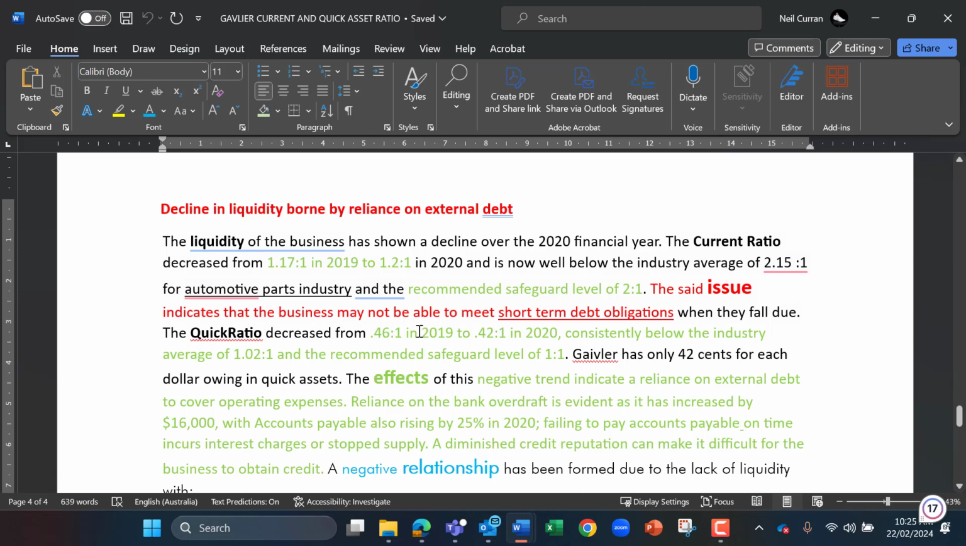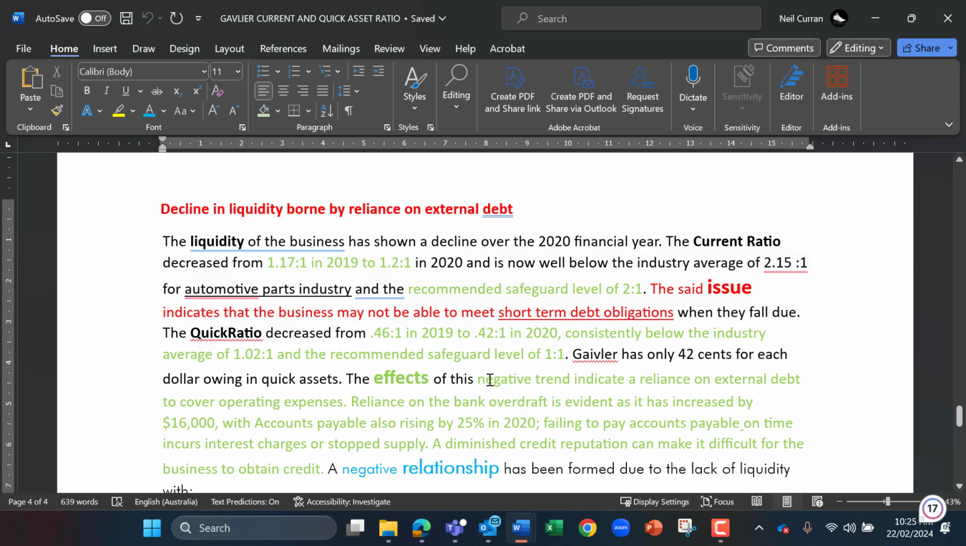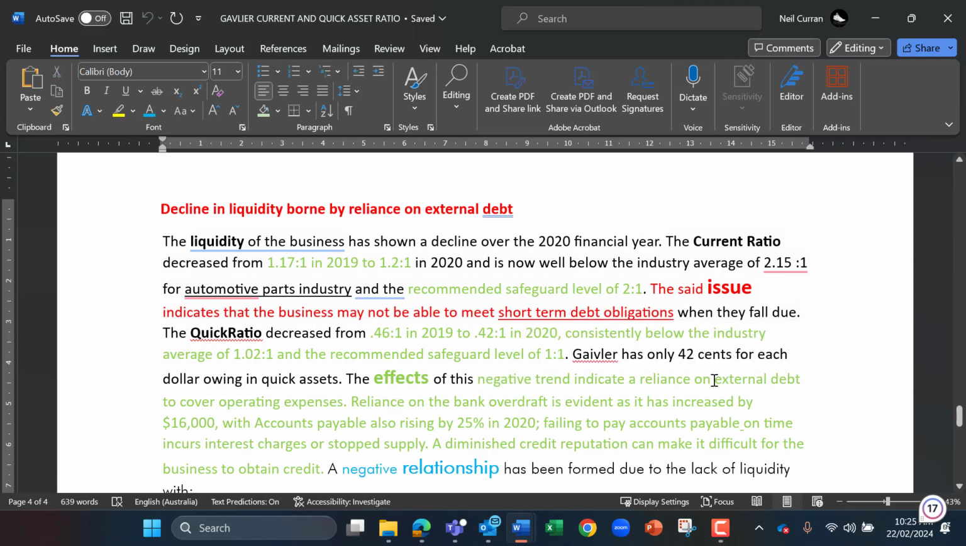Then we've got these trends. What is the effect of these trends? So to get your maximum mark, identify trends and what's the effect. The effect is a negative trend, so I would actually tell the marker whether it's a good trend or a bad trend, and it indicates a reliance on external debt to cover operating expenses.